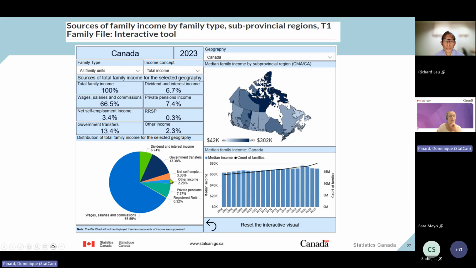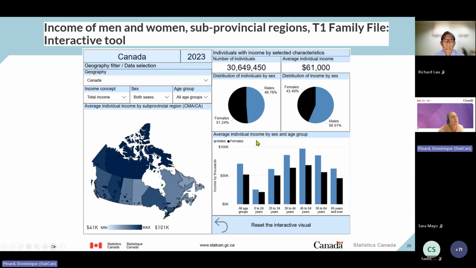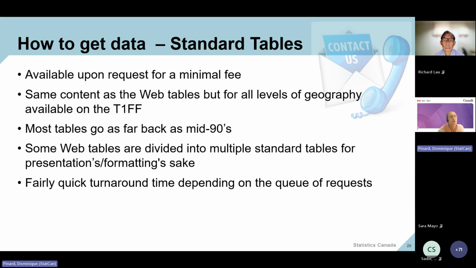Here we keep a 20-year historical series in this file of the median family income in Canada. And this is the visualization tool for individuals. These are kind of limited information, at CMA level. It could be detailed income sources, but it's very limited in terms of geography.